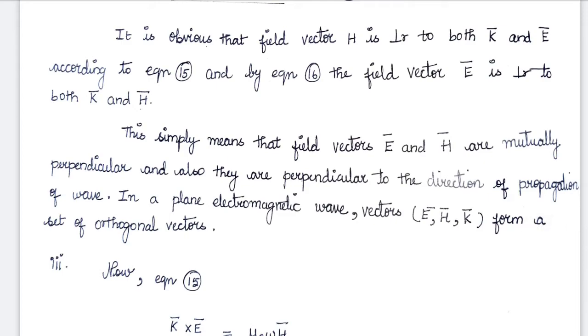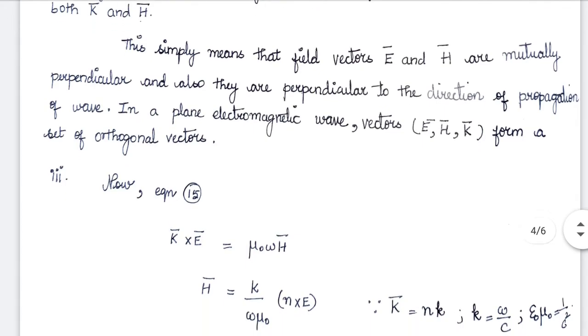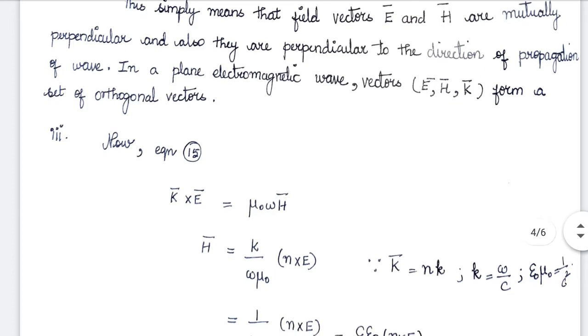of the wave vector. So E and H are not only perpendicular to each other, they are perpendicular to the propagation vector, the k vector. So the E vector, H vector and k vector form a set of orthogonal vectors, and they are mutually perpendicular to each other.